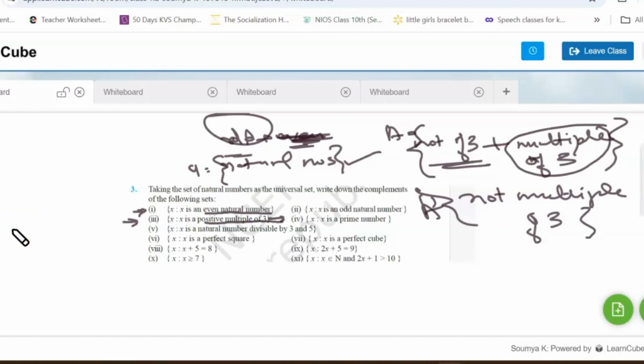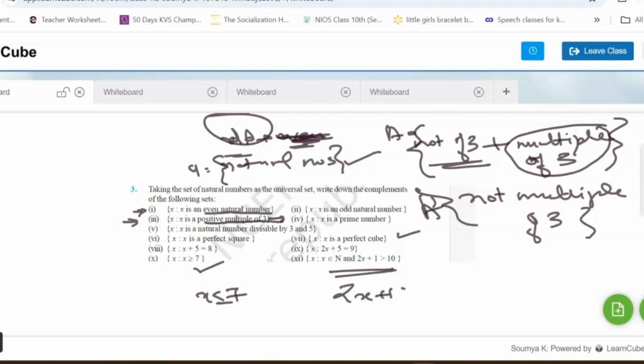If you have to find the complement, it is greater than or equal to 7, so it will be less than 7 in this case. If you get to solve this perfect cube, the complement is not a perfect cube. That will be the solution. This one, solve for x and get the value, and whatever is the value, except that everything will be the complement.